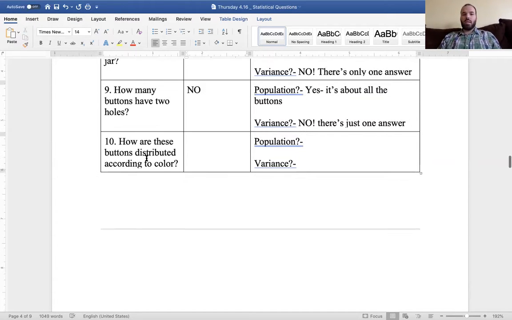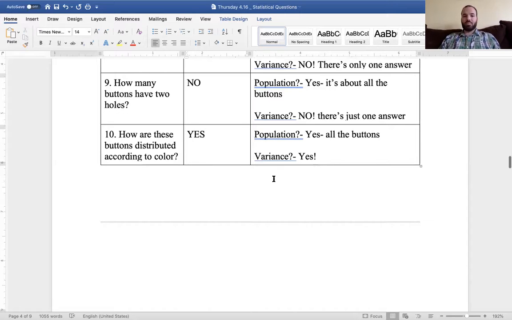Finally, how are these buttons distributed according to color? It's yes again, all the buttons. That means it's a population. Is there variance? Yes. Some are going to be red, some are going to be white, some are going to be blue. And when it's asked how it's distributed, it's saying there are 7 blue, there are 6 red, and those have different answers. So we're going to say yes, this is a statistical question.